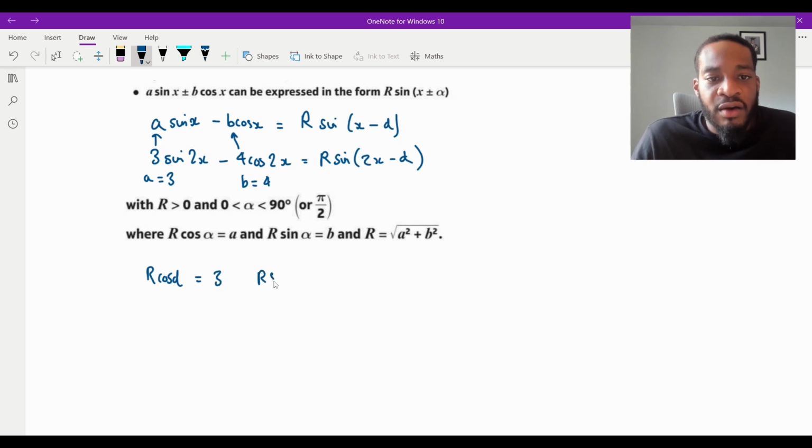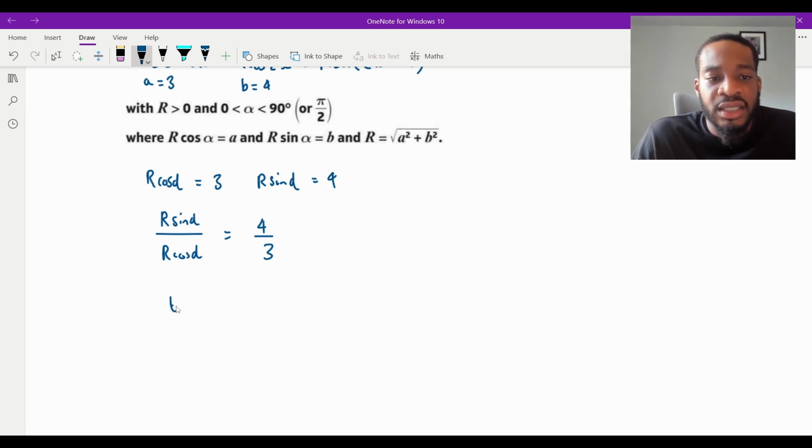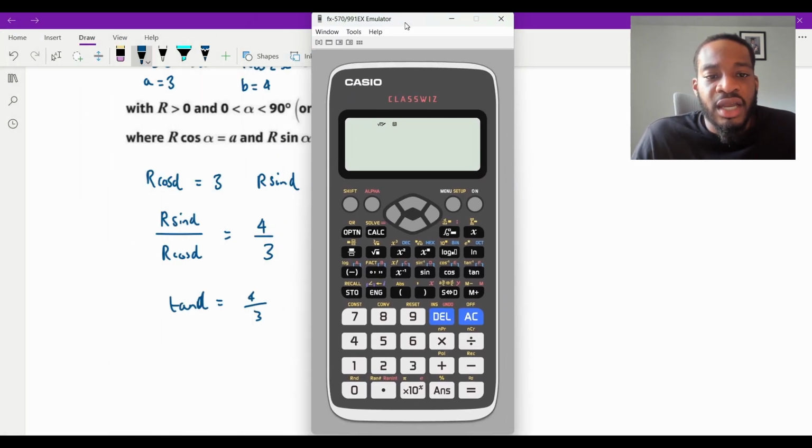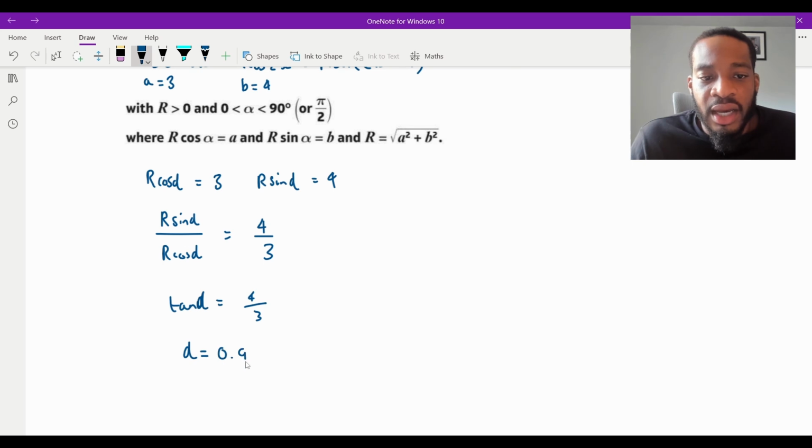And that means that r sine alpha is equal to 4. Right? And then from there, we could figure out what alpha is by dividing them. So remember, r sine alpha over r cos alpha is going to equal 4 over 3. And from here, the r's are going to cancel. Sine over cos is tan. Tan alpha is equal to 4/3. Now I can figure out what alpha is, so I'm going to do the tan inverse of 4/3. And I'll just do it to 3 significant figures. That should be fine. So alpha is equal to 0.927.